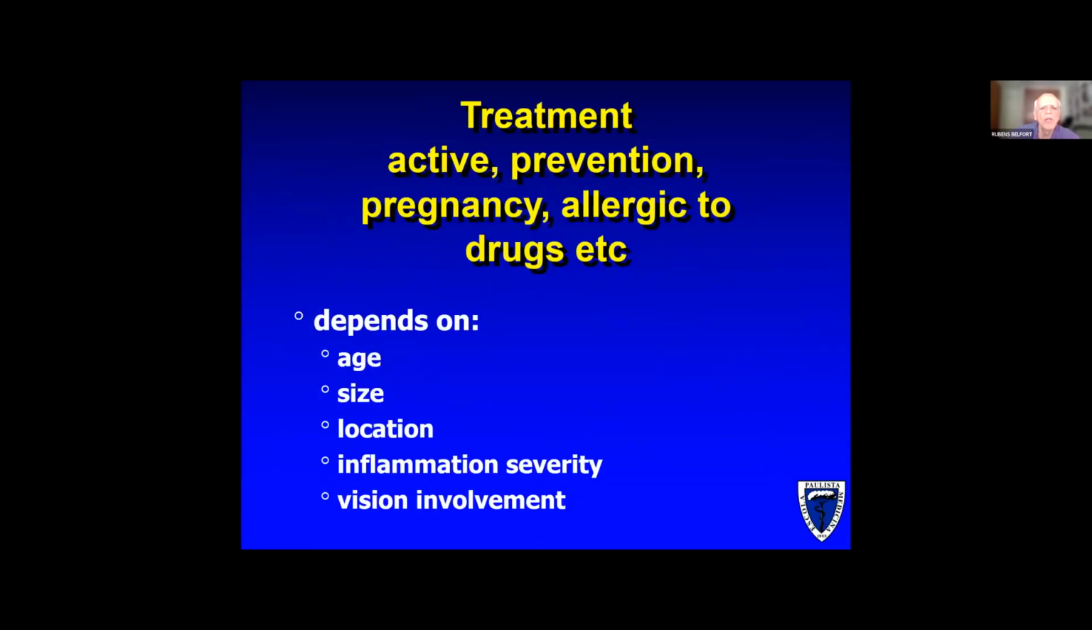So when we talk about treatment, take into consideration many things, active or inactive. We're talking about the cure of the active disease or prevention. We have to talk specifically about what to do in pregnancy, what to do if patients are allergic to drugs, and so on. So the treatment depends on the age, on the size and location, the inflammation severity, and also the vision involvement. We should not try to treat toxoplasmosis without paying attention to all these aspects. Next one.